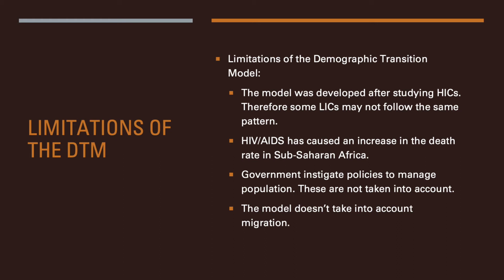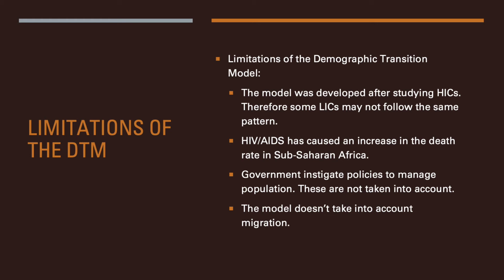Now, any model has limitations. Limitations are things which mean that it might not be as useful as you first think. Okay, so the limitations of the demographic transition model are that it was developed using high income country examples. Not all low income countries might follow the same pattern. One thing that has changed is, if you remember, I said that Britain started the demographic transition in about 1750 and it reached stage 4 probably after the Second World War, so in the 1950s. So it's taken about 200 years to get through the demographic transition.